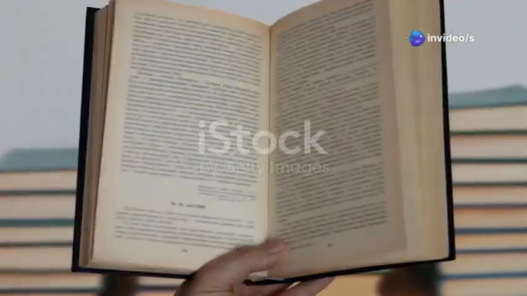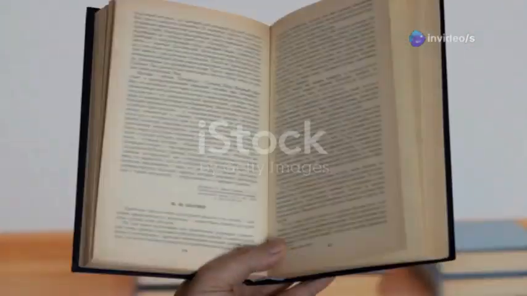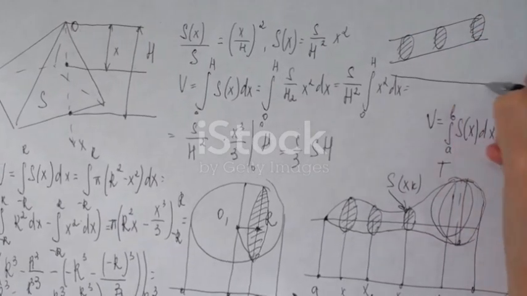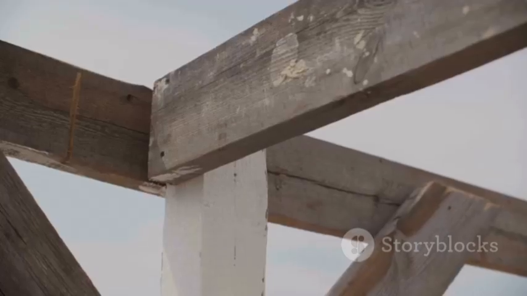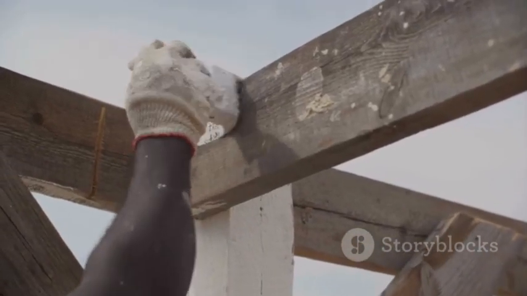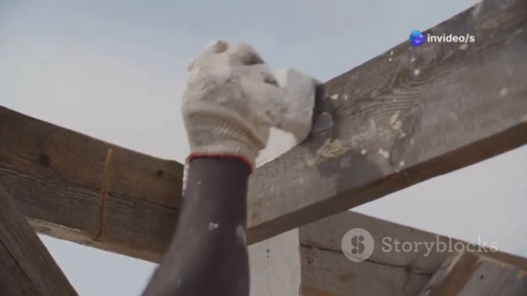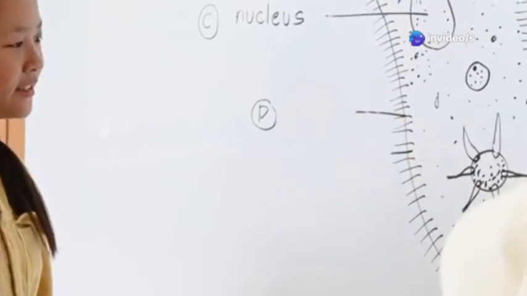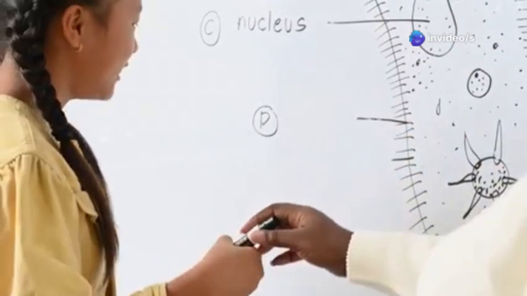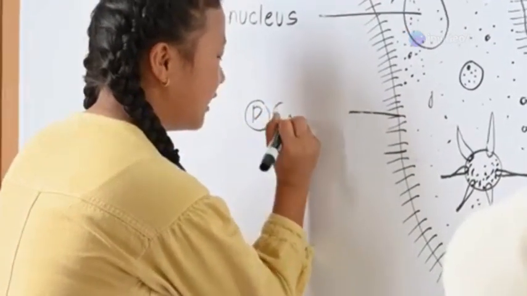Section 4. The crucial connection, shear, moment, and load. Shear force and bending moment are not independent entities. They are intricately related to the load applied to the beam and its support conditions. The distribution of load along the beam directly influences the magnitude and variation of shear force and bending moment along its length.